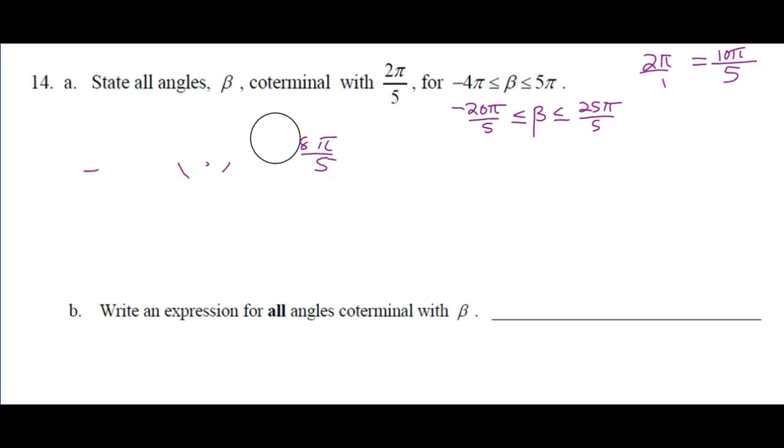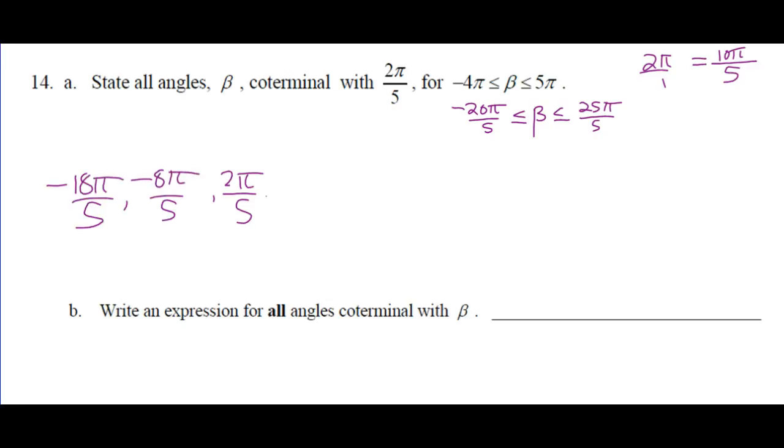Actually, I'm not even going to do that. It's 2 pi. It says state. State means I do not have to show work. So here's 2 pi over 5. Let's throw a comma in there because we know there's something before. Subtract 10 pi. Here's negative 8 pi over 5. Subtract 10 pi. Here's negative 18 pi over 5. Add 10 pi. Here's 12 pi over 5. Add 10 pi. Here's 22 pi over 5.